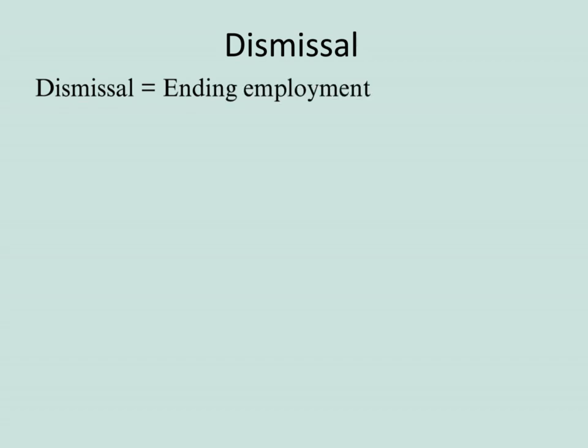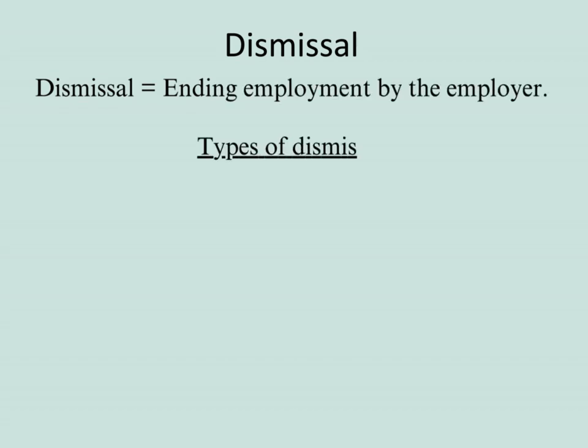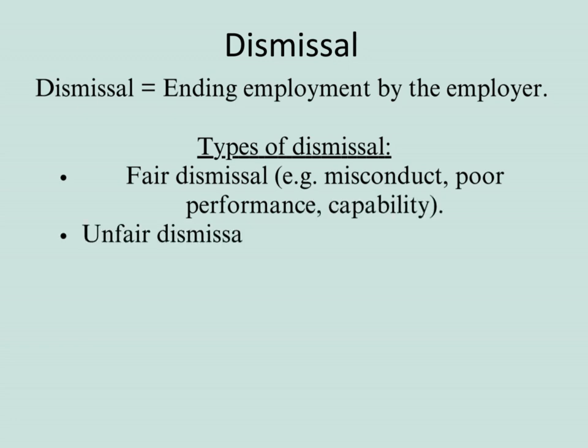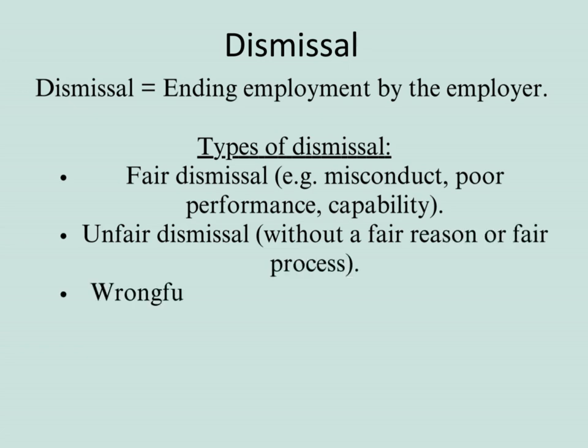Dismissal simply means when an employer ends your contract of employment. There are different types of dismissal. Dismissal can be fair for reasons such as misconduct, poor performance, or capability, or unfair if an employer does not have a valid reason or fair process in some cases. Dismissal can also be wrongful if it breaches the employee's contractual rights, such as not giving the notice.